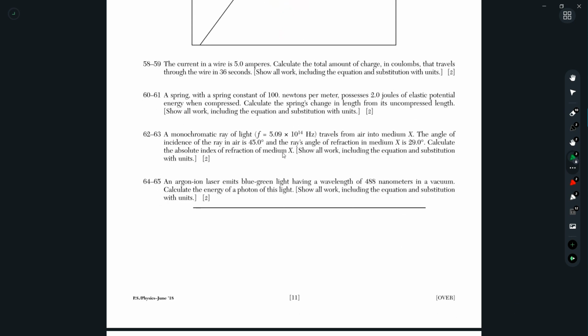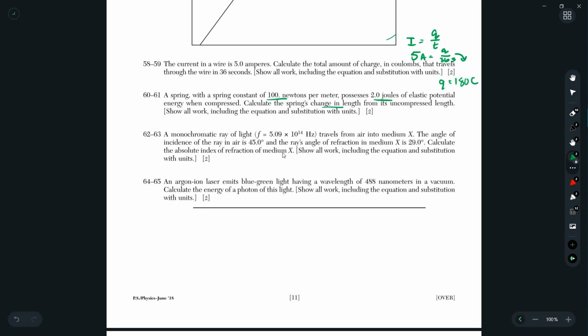58-59, show all work. Determine the amount of charge that travels through the wire in 36 seconds. So current is Q divided by t, which means that 5 amps is Q over 36 seconds, which means that Q is, what's 5 times 36? 5 times 30 is 150, 5 times 6 is 30, it's 180 coulombs. There it is.